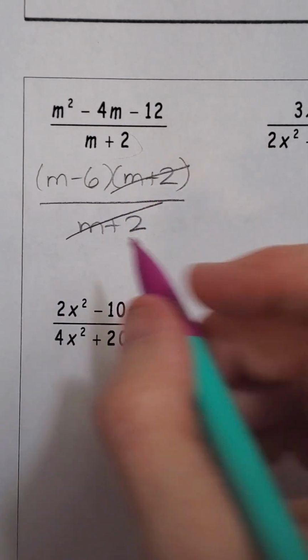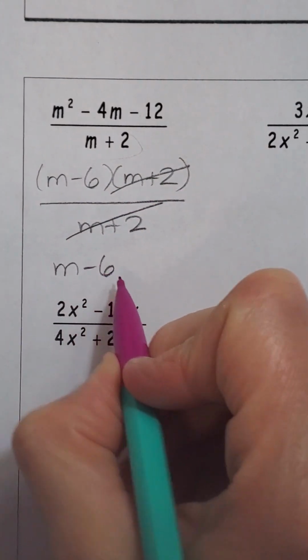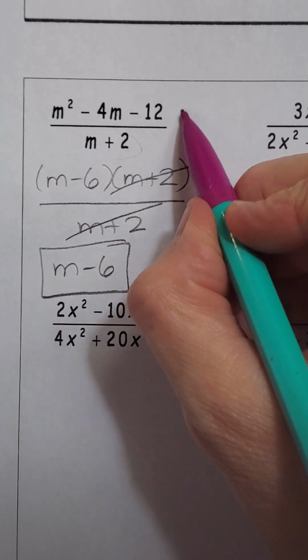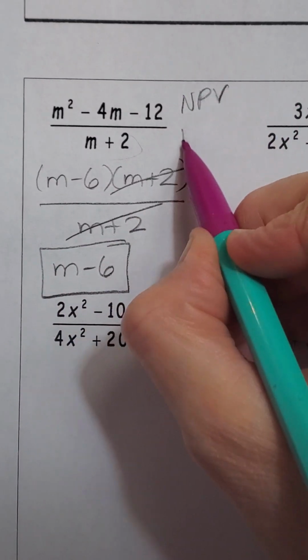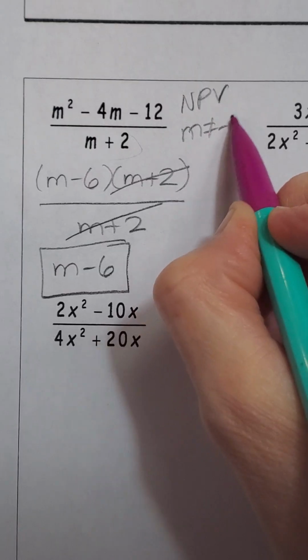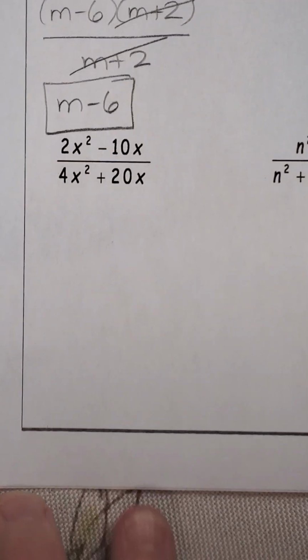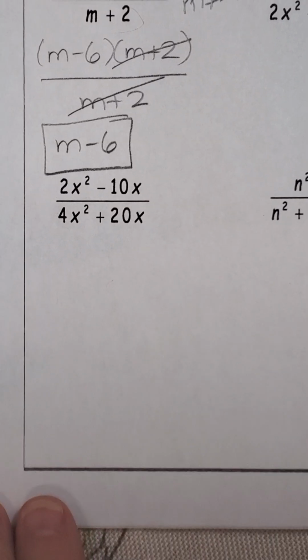Cancel, cancel. M minus 6. That's our final expression. And our non-permissible value is M can't be -2.